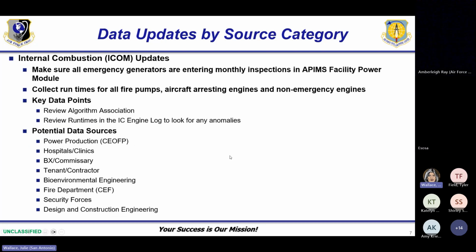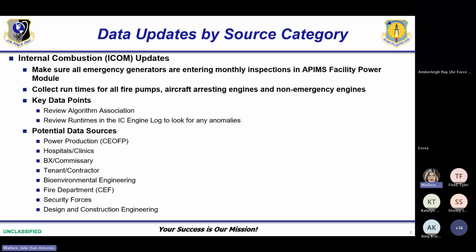All right, everybody's favorite topic, internal combustion engines. So first and foremost, make sure that all emergency generators are entering monthly inspections in the APIMS facility power module. Okay, and that, I'm sure everyone is aware, is being tracked on the utilization report. So that should be being done. And if that's done, it makes the AEI a lot easier.